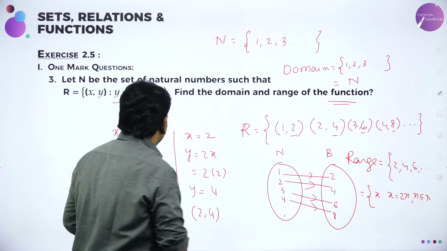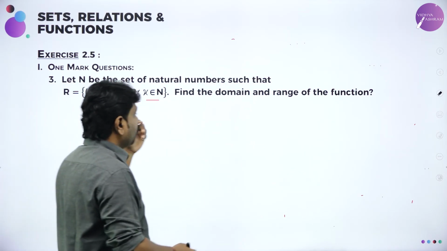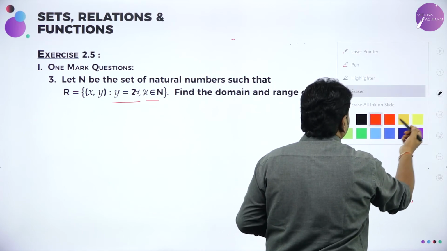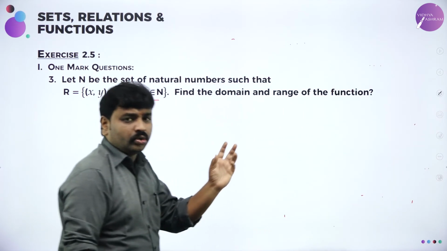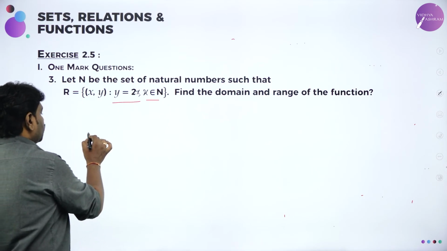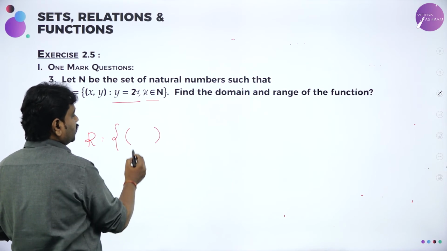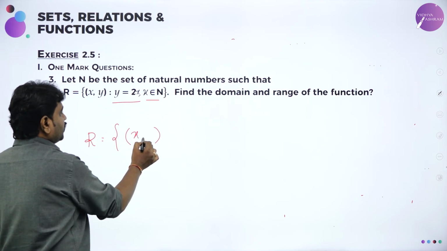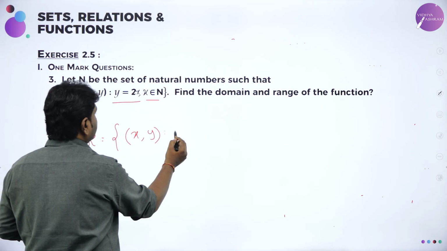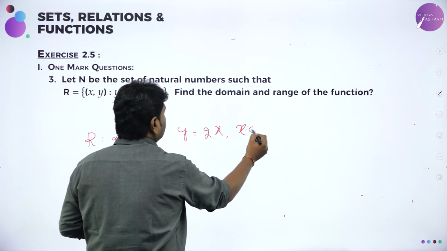Now, we'll erase all. Why am I erasing? Don't go by a long method. When they ask for 1 mark or 2 marks or 3 marks, if it is 1 mark, they'll ask only domain or only range or like that. So now, R is equal to ordered pairs. First I should choose x. First I should choose (x, y) ordered pairs, such that they told y value is 2x and they told x belongs to natural numbers.